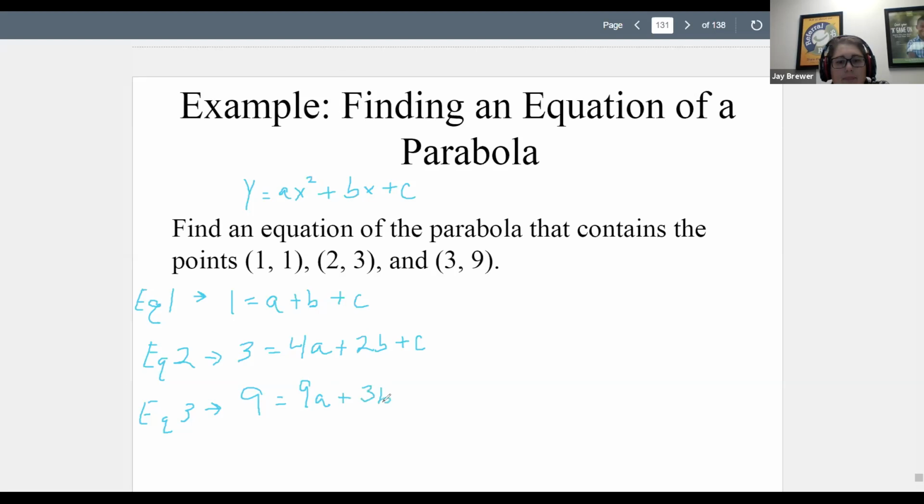3b plus c. Okay. You will follow those steps every single time. You plug in 1 point, you get out one equation. You plug in the second point, you get out the second equation. You plug in the third point, you get out the third equation.